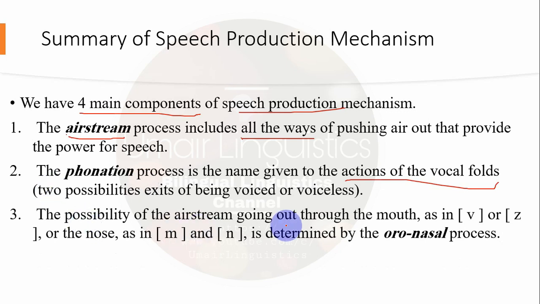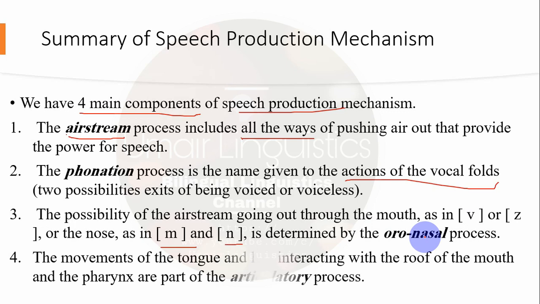And then the possibility of the airstream going out through the mouth. Is air coming out of the mouth, in which way we produce sounds like v, z, s, t, p, k, or is air coming out through the nose, in which way we produce nasal sounds. This is determined by the oral or oronasal process. If the air is coming out of the mouth, we say it is the oral process. If air is coming out of the nose, we say it is a nasal process.